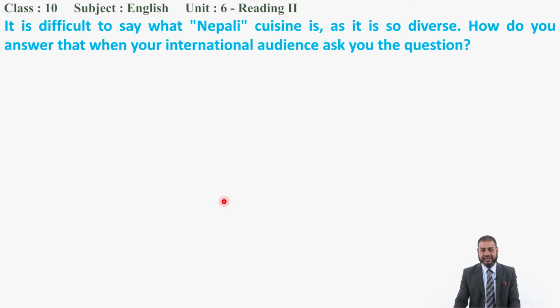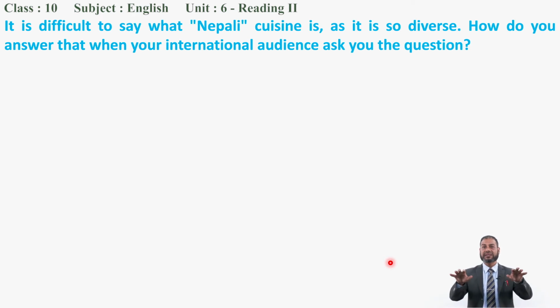Now next question again, please read it. It is difficult to say what Nepali cuisine is as it is so diverse. How do you answer that when your international audience asks you the question? Dear students, you can find Nepal has diversities, okay? Nepal is a small country but having diversities. So you can find, if you go to the Himalayan region, different geography, okay? Different lifestyle. If you go to the hilly region, you can find different geography, different lifestyle. If you go to the Tarai region, again the same thing.